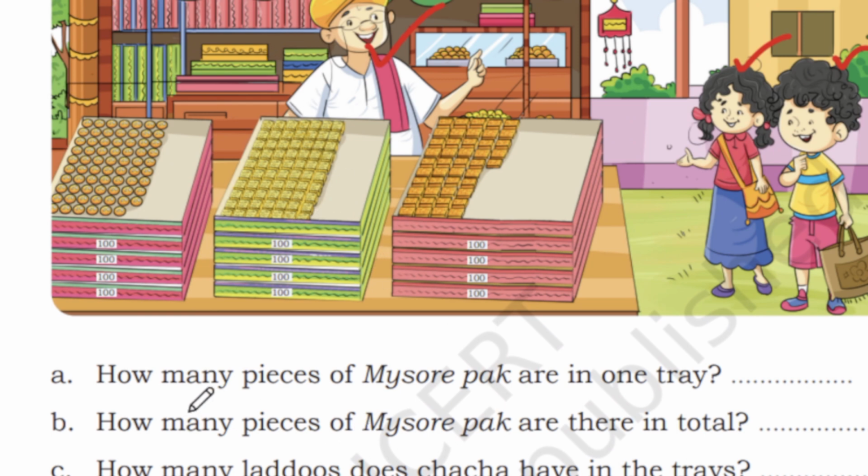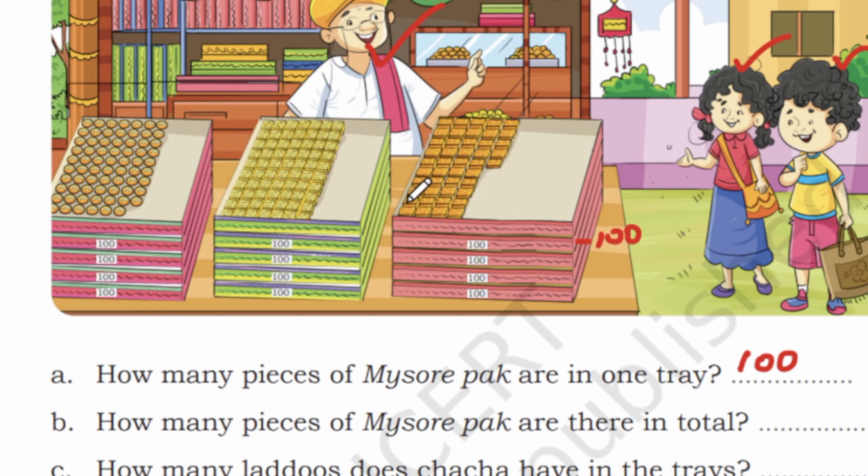So let's see the first question. How many pieces of Mysore Pak are there in one tray? When you look at these trays, in one tray we have 100 Mysore Paks. They have given 100 Mysore Paks in one tray. But when you look at the top one, the first tray, a few Mysore Paks are already sold out, so we only have leftovers.